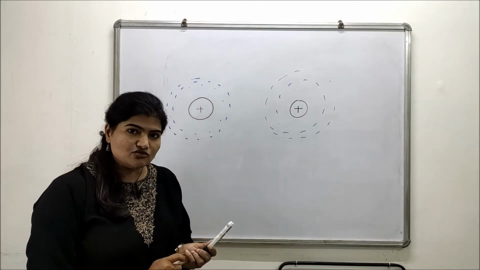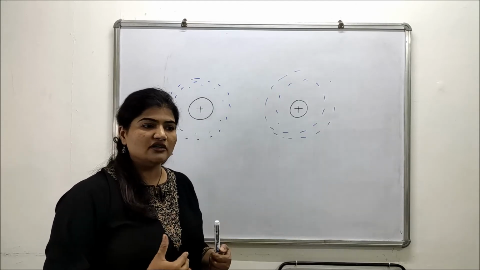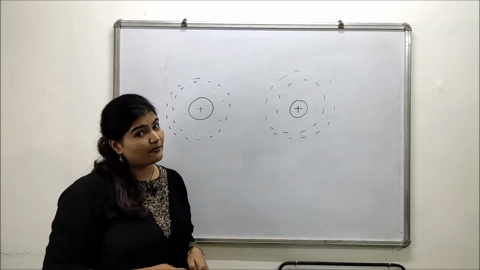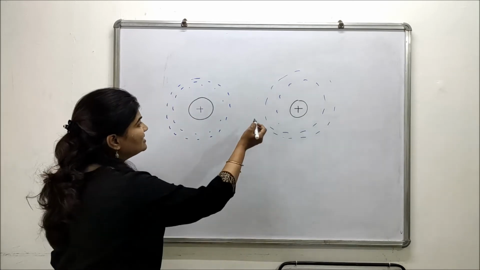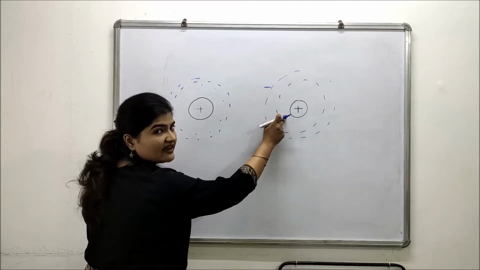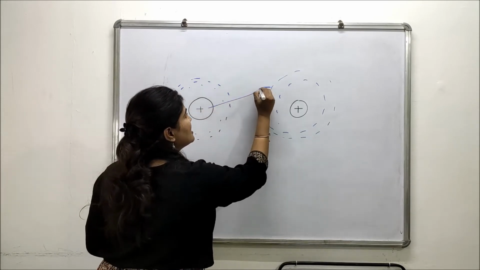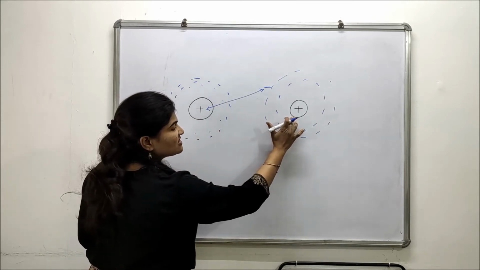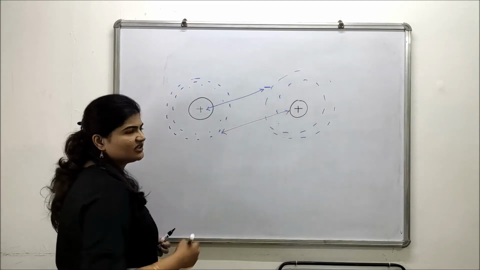Now imagine these two isolated atoms are far away from each other. At that point they will not exert any attractive or repulsive forces onto each other. But as they start coming closer to each other, what happens? The negatively charged electrons of this atom and the positively charged nucleus of this atom start to develop kind of attractions, right? Similarly, this positively charged nucleus and these negatively charged electrons will start to develop attractive forces.